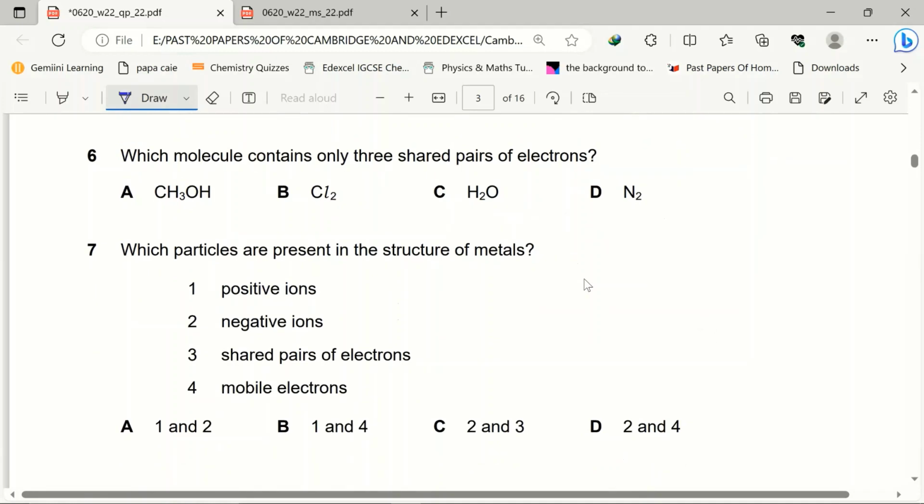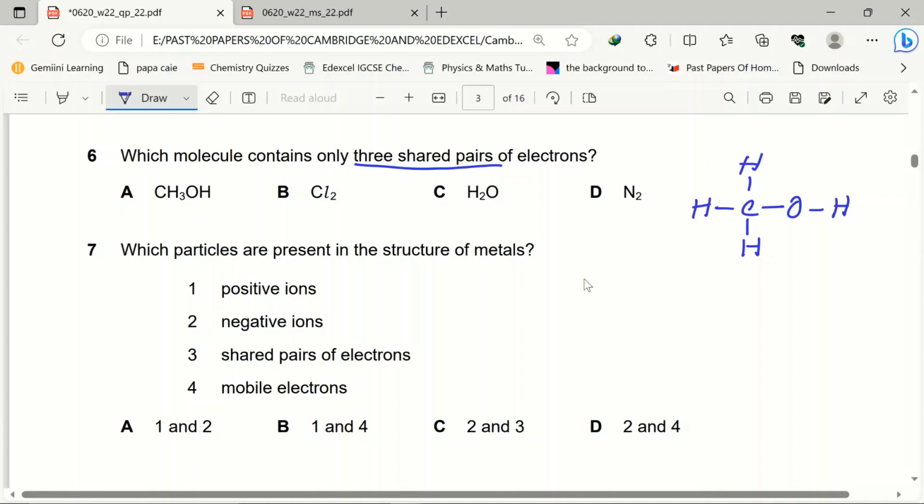Number 6, which molecule contains only 3 shared pairs of electrons? Shared pairs of electrons, if you see. So CH3OH, if we draw it, then it's basically carbon, we have 3 hydrogen, and 1 oxygen and 1 hydrogen. So this is methanol. Let us count which molecule contains only 3 shared pairs of electrons. We have many shared pairs of electrons here. 1, 2, 3, 4, 5. Minimum 5 pairs of electrons which are shared.